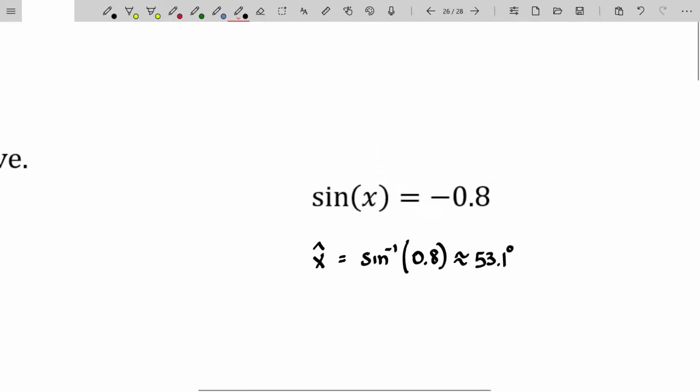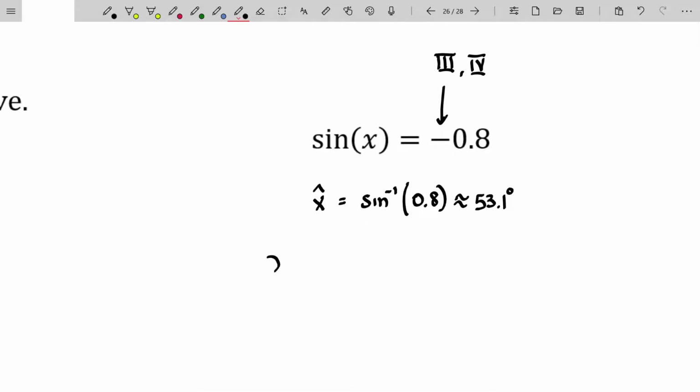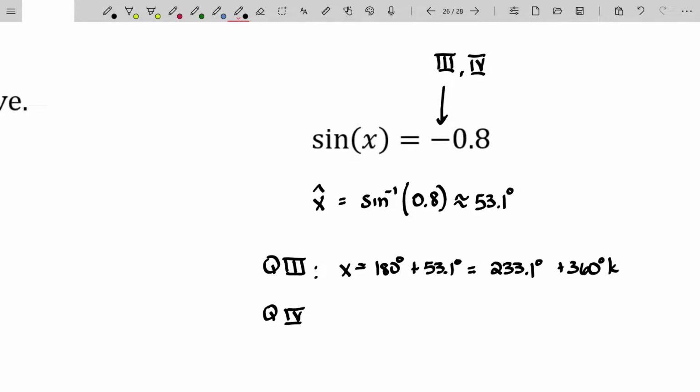And now we'll talk about the quadrants. Well, I know sine is negative in quadrants 3 and 4, so I just go ahead and write out my quadrant 3 and 4 solutions. Quadrant 3, reference angle of 53 degrees. My actual angle is 180 plus that, so 233.1 degrees. And in quadrant 4, oh, by the way, I should say plus 360K, right? Because we want all solutions. So I should have had a plus 360K there.